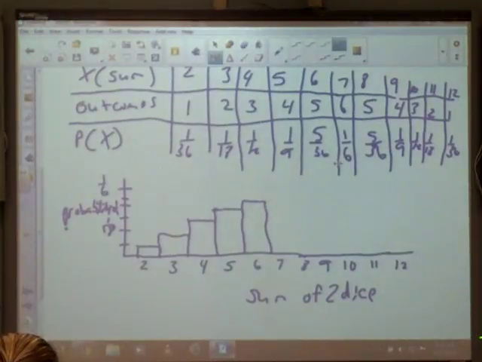Now 7, Malia's right, goes back up to the 1/6. Now I'm coming back down. So this is what I was saying earlier. I need to try to get these as close to the same as I can.